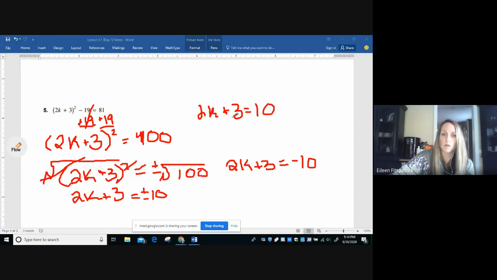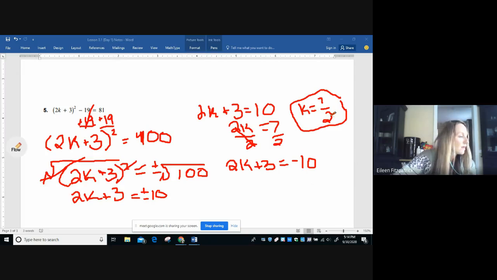All right. So I'm going to subtract 3 from both sides. So I have 2k is equal to 7. And I'm going to divide both sides by 2. So I have k is equal to 7/2. That's one of my answers.